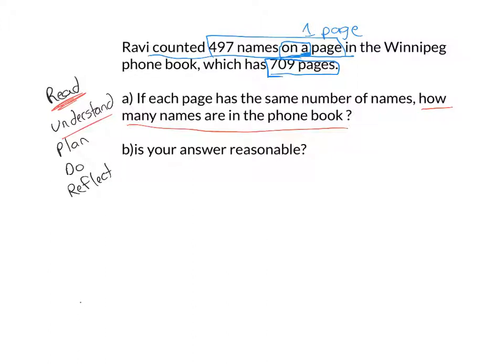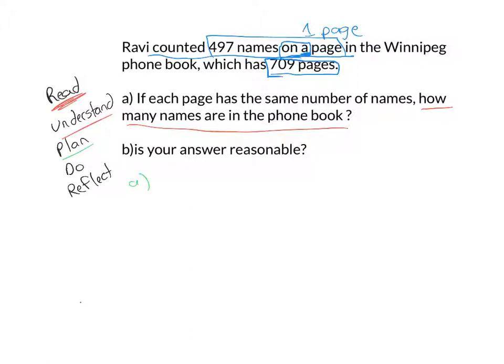So I think I now have an understanding of what I'm trying to do. I'm trying to figure out how many names are in the whole phone book, and there are 497 names on one of the pages, and 709 pages altogether. The next thing we're going to do is a little planning.